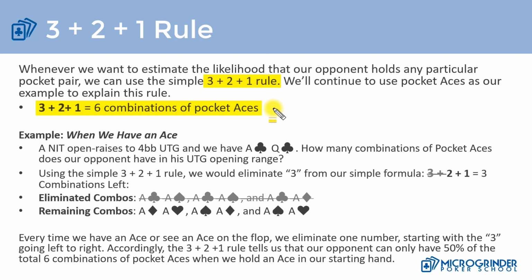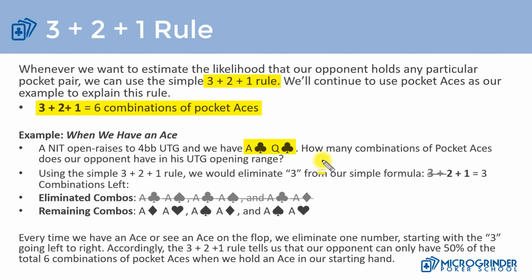As we start removing cards, we can actually start Xing this off from the left all the way to the right. Let's do an example of that when we have an ace. Say that a nit open raises to 4 big blinds under the gun, and we have ace queen of clubs. The question is, how many combinations of pocket aces does our opponent have in his under the gun opening range? Specifically, if we have one ace, how many combinations of pocket aces are actually left in the deck?